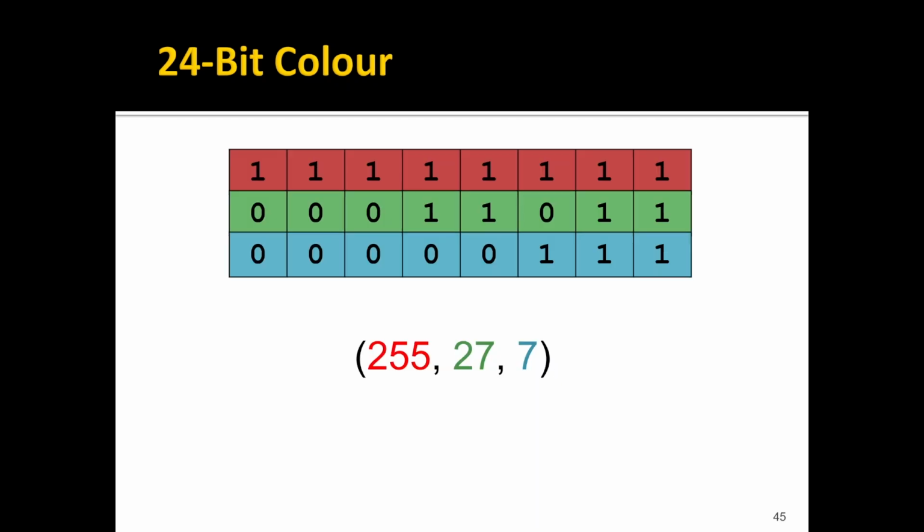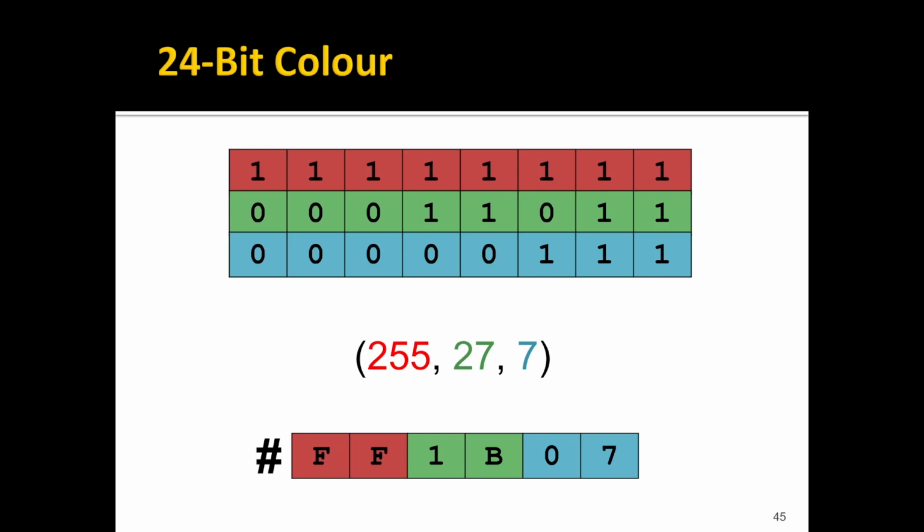Now, very often, instead of listing 3 separate numbers, you'll see color values represented as a short 6-digit code called a hex code, something like this. These are called hex codes because they're hexadecimal numbers, and they're used because they give us a more succinct way of representing the same information.